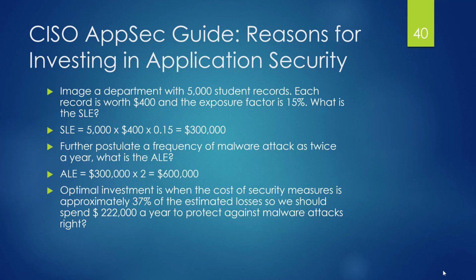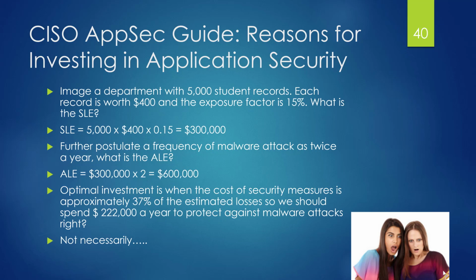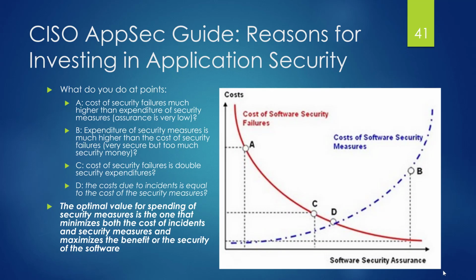And that allows you to say, well, am I in the right place in terms of my security investments to protect me? Now, some may argue, wait, is 37% really the right amount to be investing in this? And again, you have to go back to that chart we talked about. The optimal spending is one where you're minimizing both the cost of the incidents and the security measures to maximize the benefit. And it's all in the details.